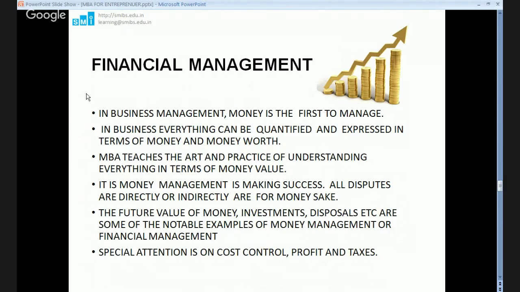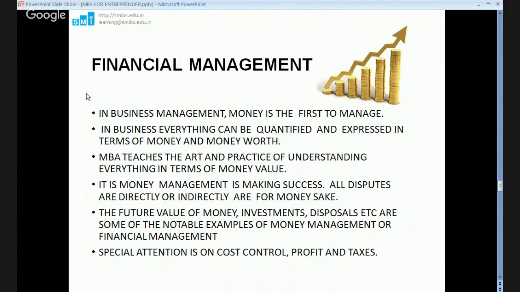Financial management: every person must know financial management for himself and for others. The lack of this knowledge leads to money going out more than money coming in, or whether money multiplies money, or whether this year if I make an investment, it will be done in 1 crore. Next year I require one crore and 15 lakhs. So when should I do it? All this comes under financial management. In business management, money is the first to manage. In business, everything can be quantified, expressed in terms of money and money worth.